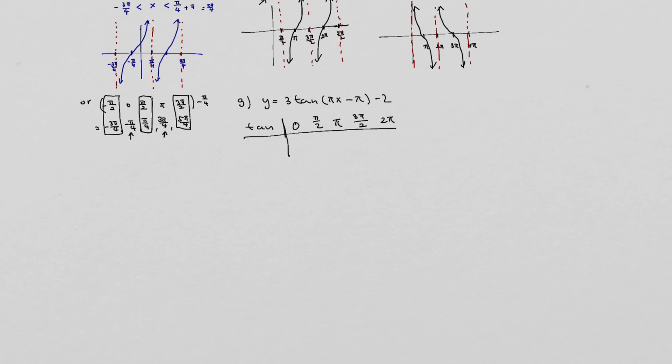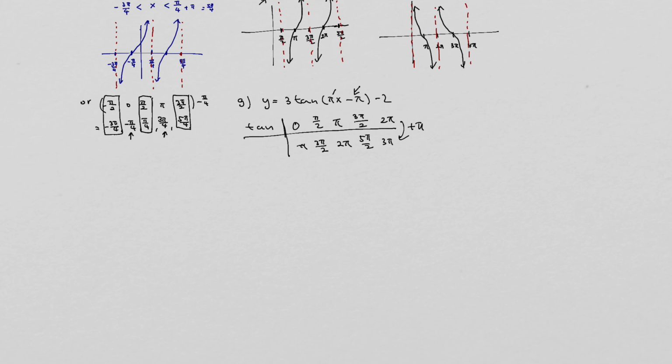So what you need to do first, because of this negative pi, in order to get rid of that negative pi, you're going to add pi. So from here to here, you're going to add pi. And when you add pi, what did you get? Pi, 3 pi over 2, 2 pi, 5 pi over 2, and 3 pi. That's what this does, right?